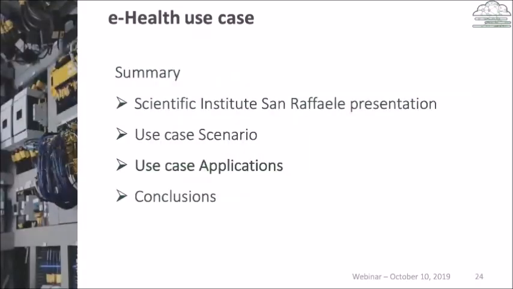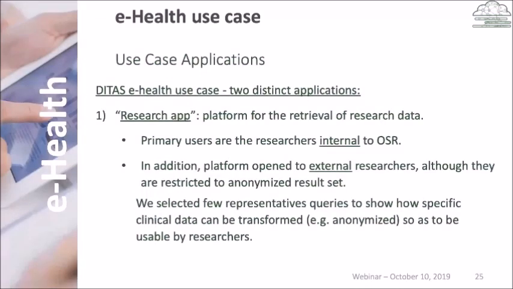Okay, so now we go through the use case application. The DITAS use case is constituted by two distinct applications. The first one is regarding research activities. It's called Research App. This is a platform for the retrieval of research data. The primary users are researchers internal to RSR. In addition, we decided to open this platform to external researchers, and they are restricted to an anonymized result set.